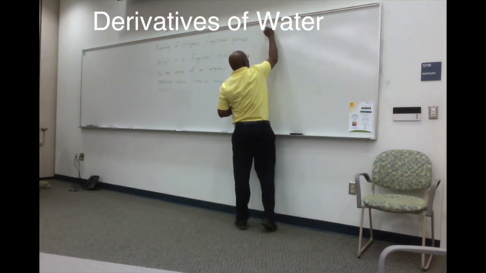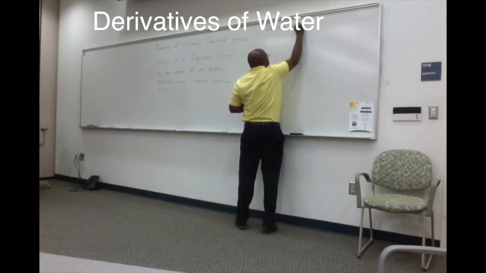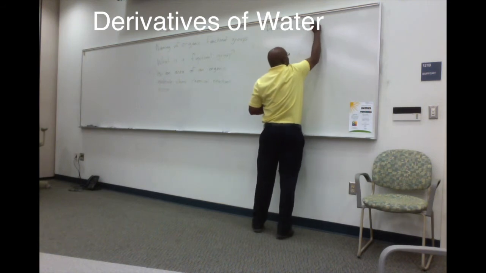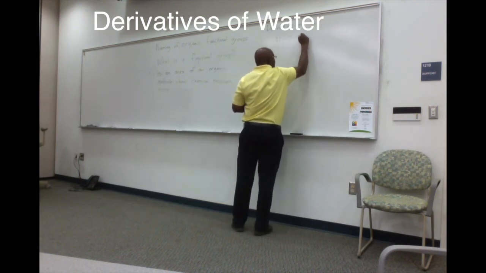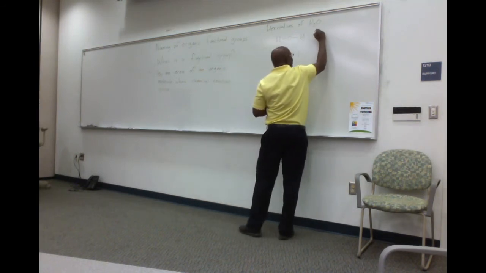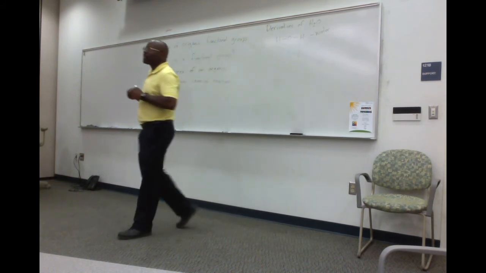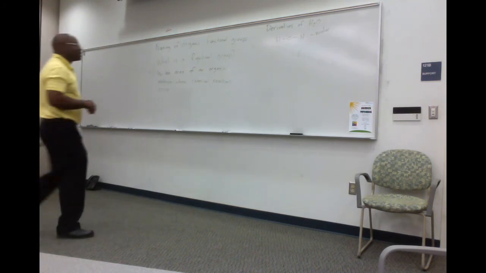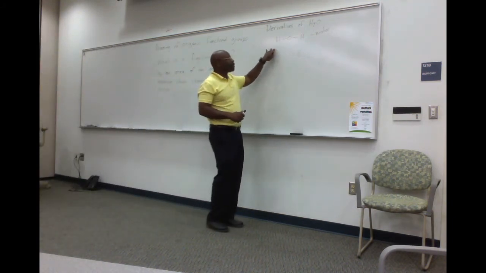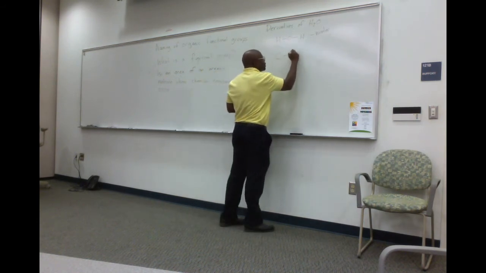I'm going to talk about derivatives of water. And this is water. In our derivative, we're going to convert one of our hydrogen atoms into a carbon atom in water. So what I'm going to do is replace one of my hydrogen atoms in a molecule with a carbon. So I got a C-O-H.